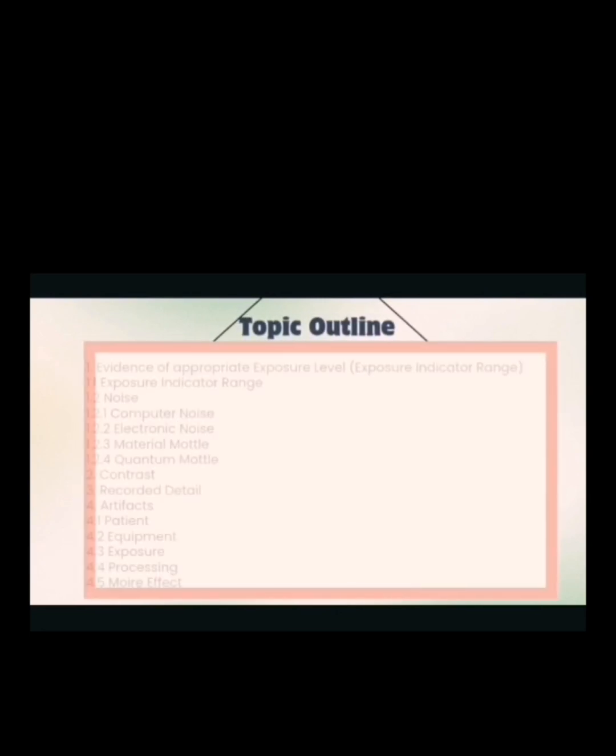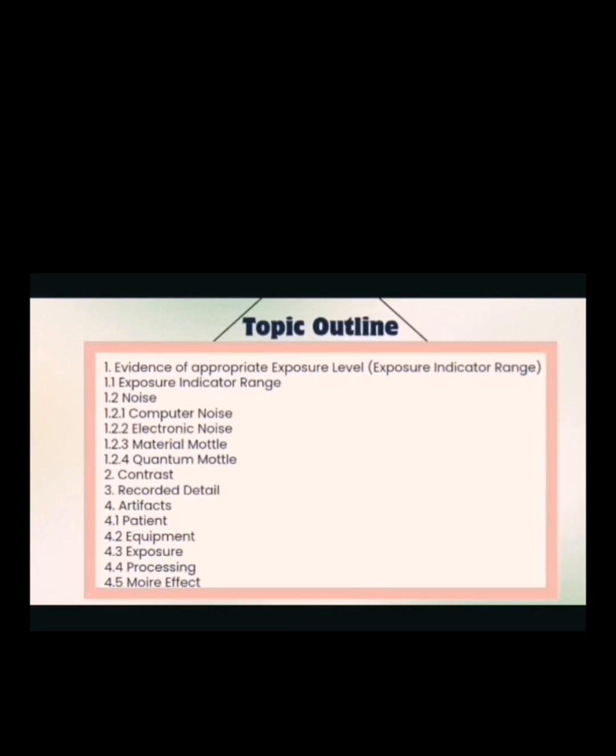Firstly, we will be discussing the evidence of appropriate exposure level, followed by the exposure indicator range, noise, computer noise, electronic noise, material model, quantum model, contrast, recorded detail, artifacts, patient, equipment, exposure, processing, and lastly, the Moire effect.